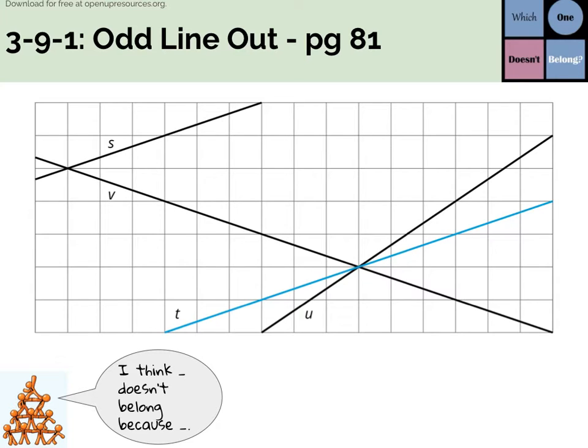All right, so on these kinds of things, there's not a specific answer itself. It's more about getting us thinking about the different lines. Some people might say, oh, I think T doesn't belong because it's blue. Or I think S doesn't belong because it's up here at this point and not down here with the other ones. I think V doesn't belong because it crosses all the other ones. So whatever answer you have, it's more about getting us thinking about lines and how they are.